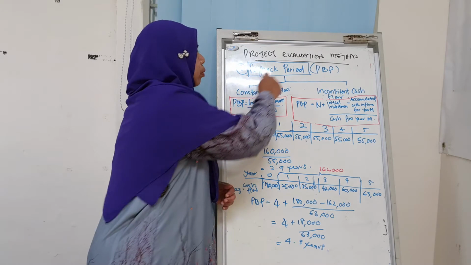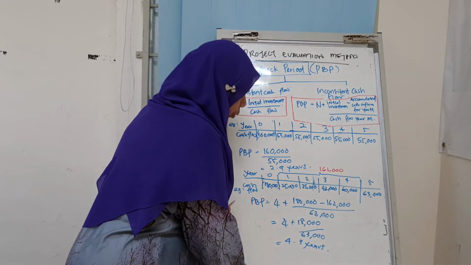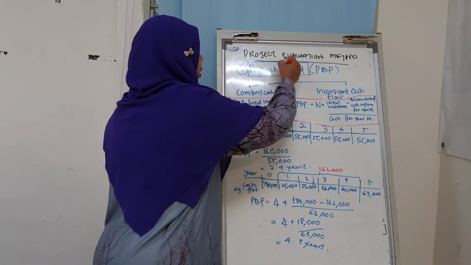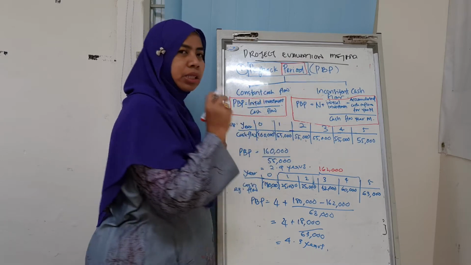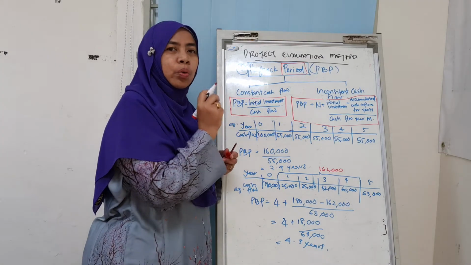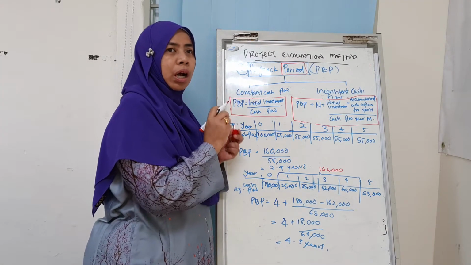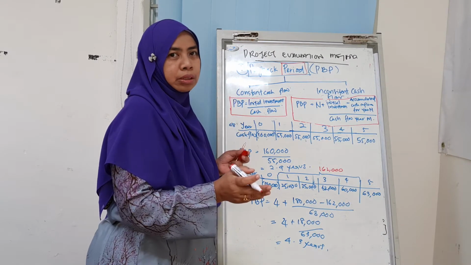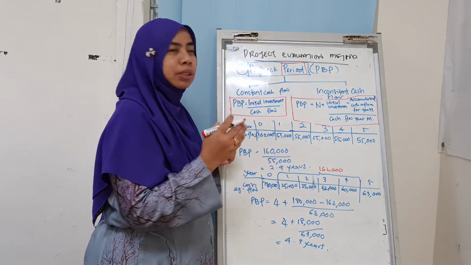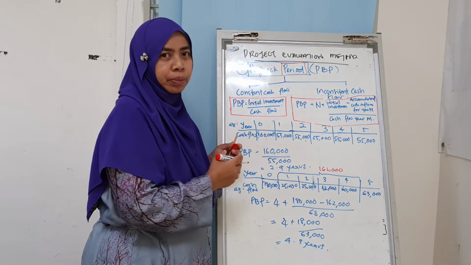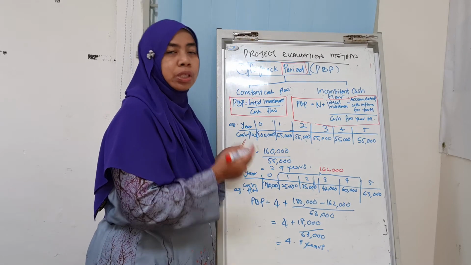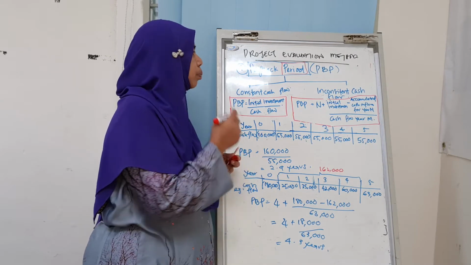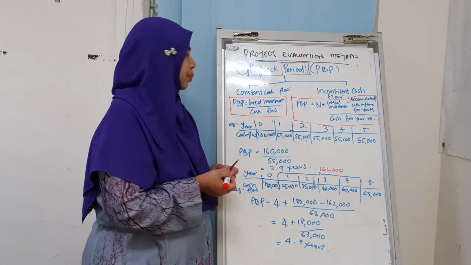When we say period, we want to know how long the project takes to finish. Okay, jangka masa berapa lama projek itu siap. Let's see, 2 years, 1 year, 3 years. Alright, so based on this calculation.